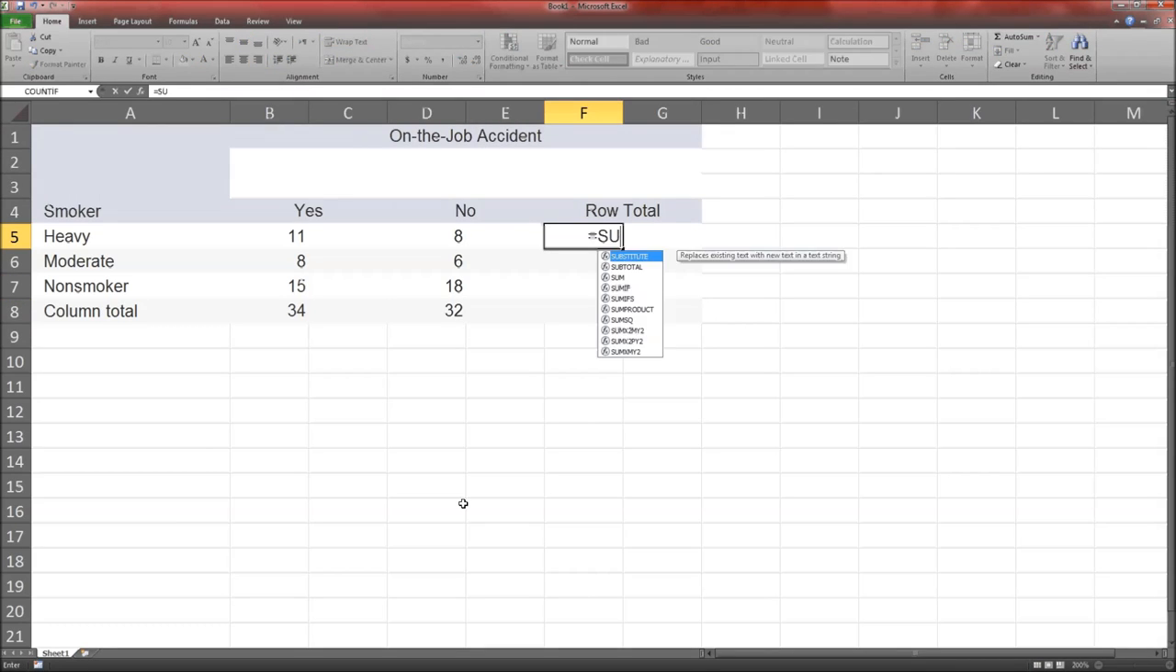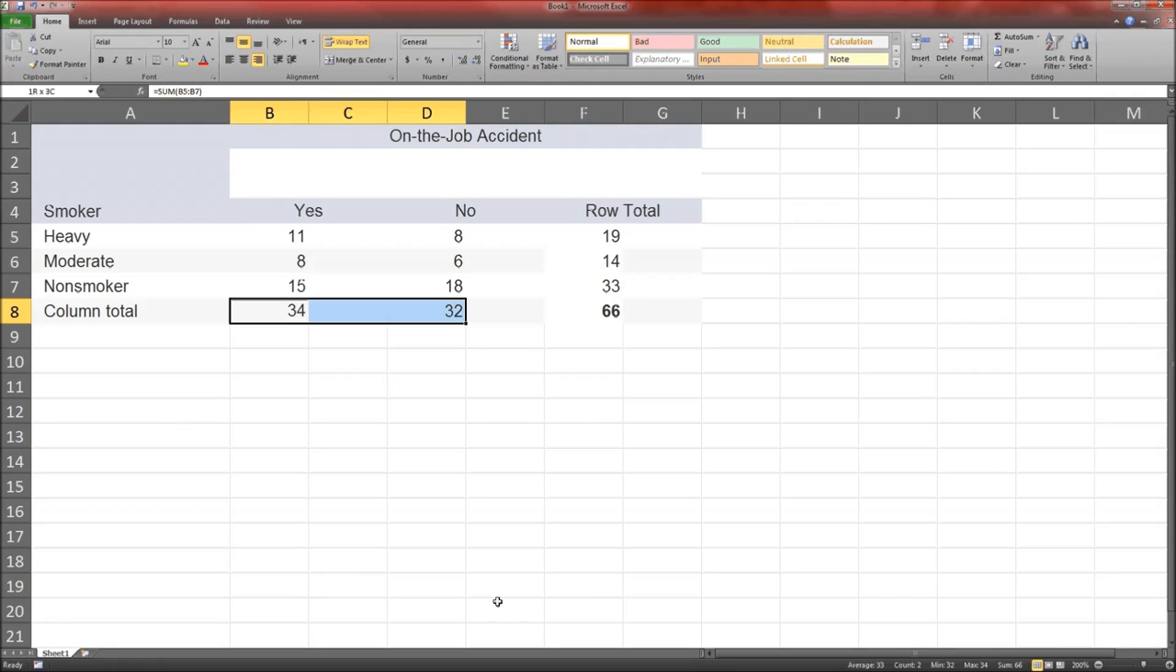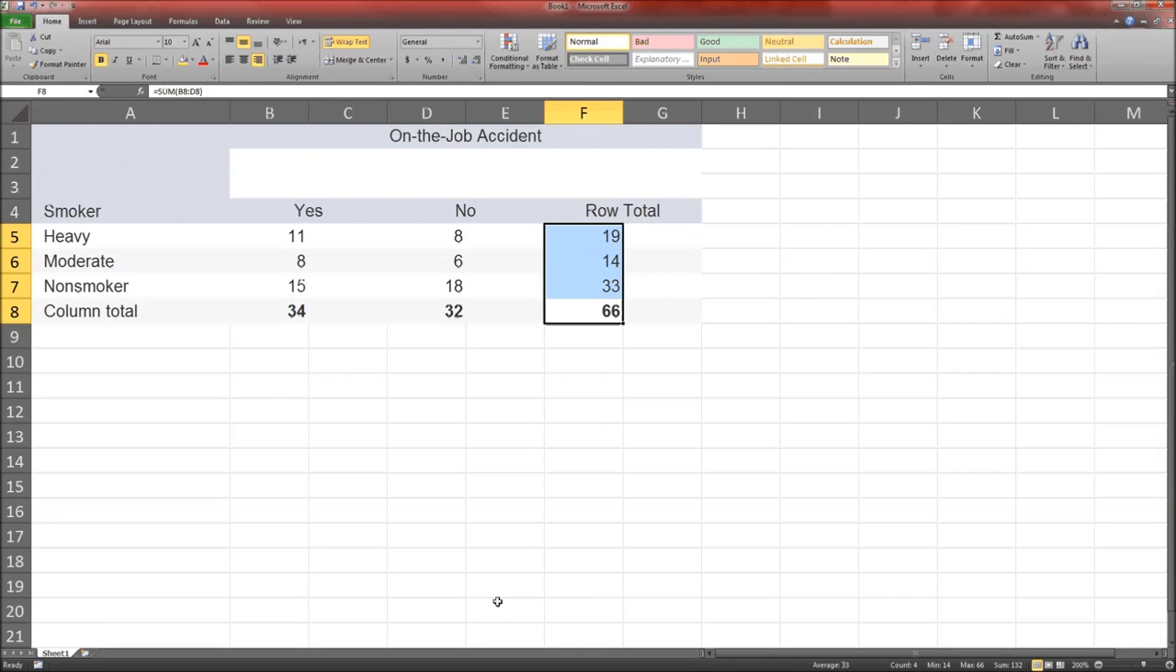Row total is equal just to the sum of that row. 11 plus 8 gives you 19. Now we can copy that down. 66 is our sample size. So that's how they got those values in the marginals. These are also called marginal probabilities or marginal counts, row marginal, column marginal, etc.